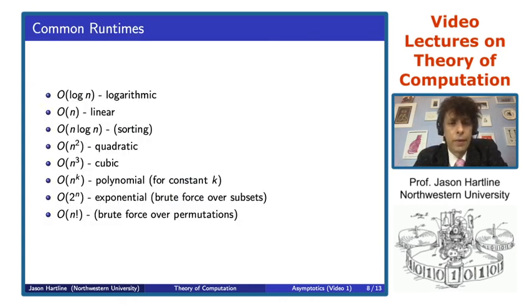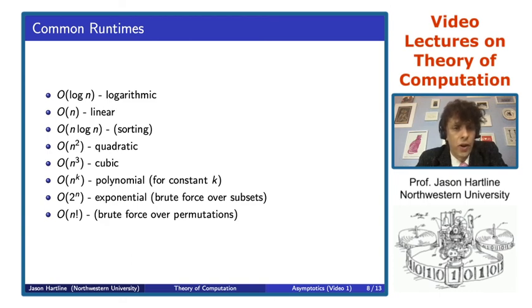The next thing I want to talk about is some common runtimes that come up when analyzing computations. The first is order log n, or logarithmic runtime. The next is linear, order n. N log n comes up frequently in analyzing the runtime of algorithms that do sorting as part of those algorithms, and probably you've all seen in your data structures class sorting algorithms like quicksort or merge sort.